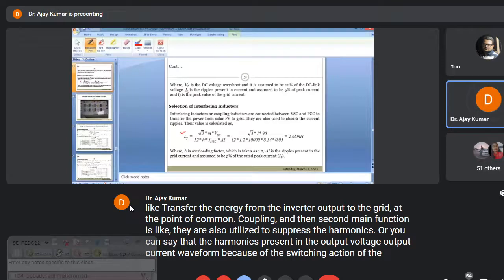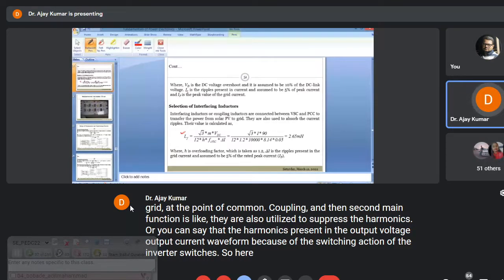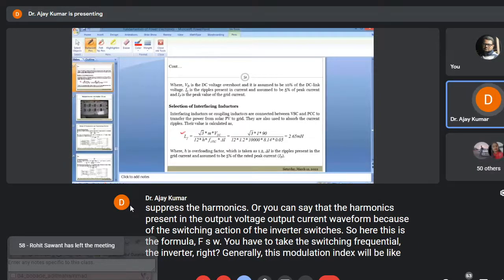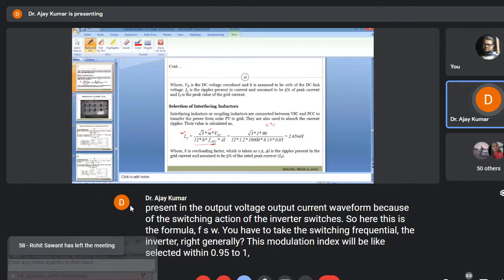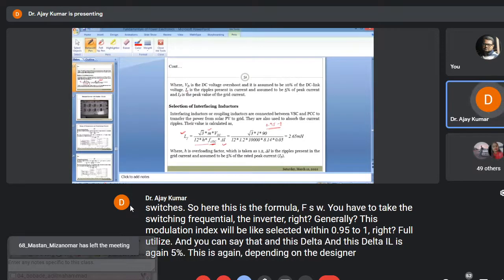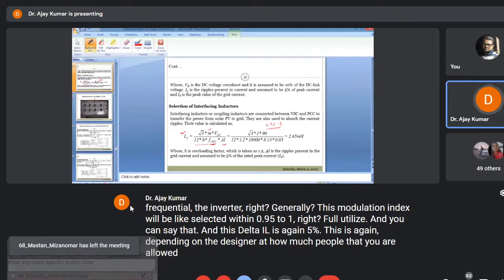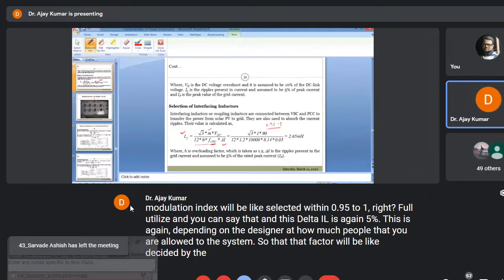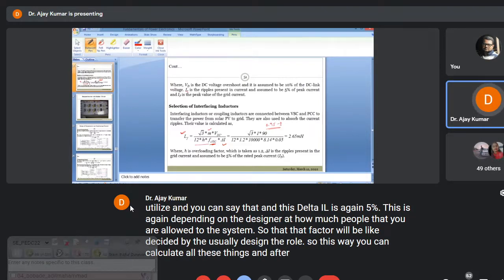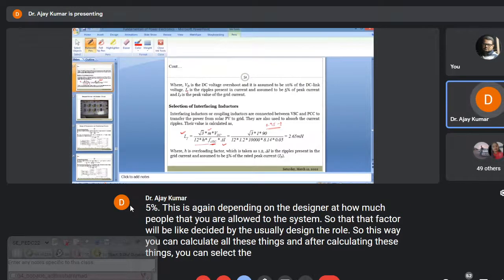So here, this is the formula. FSW, you have to take the switching frequency of the inverter. Generally, this modulation index will be selected between 0.95 to 1, full utilization, you can say. And this delta IL is again 5%. This is again depending on the designer, how much ripple you allow in the system, so that factor is usually decided by the designer only. So this way you can calculate all these things, and after calculating these things, you can select the switches.